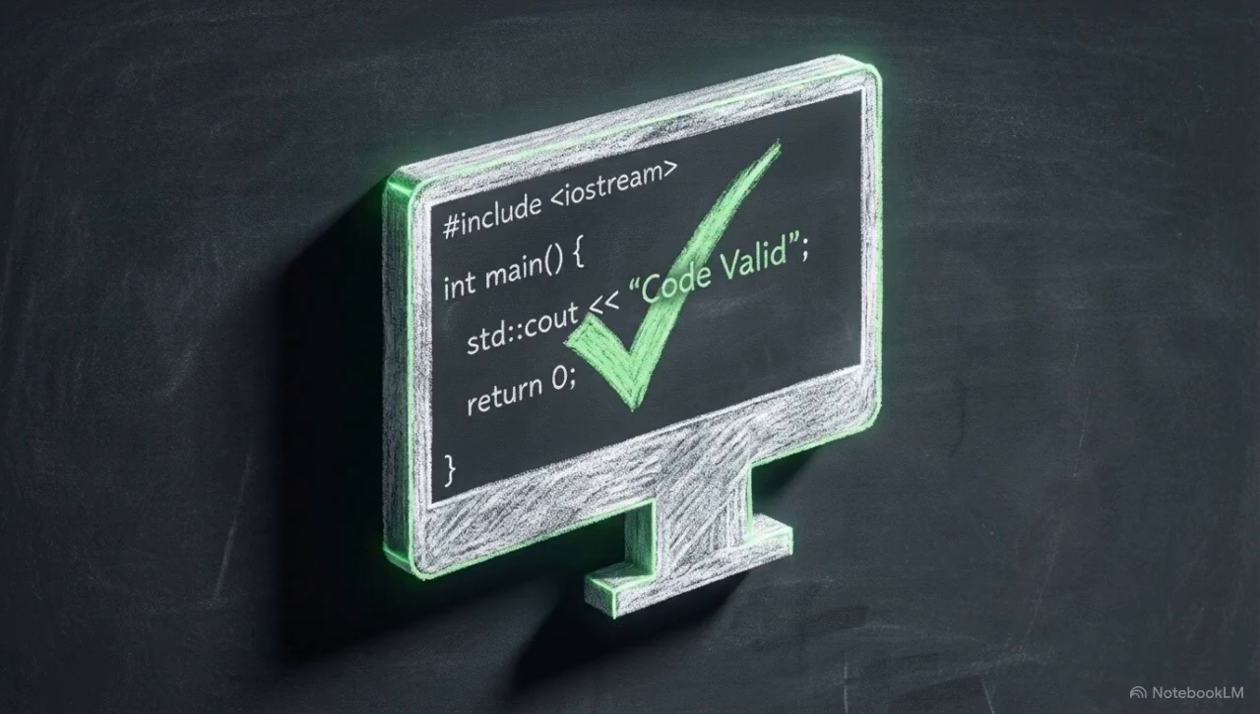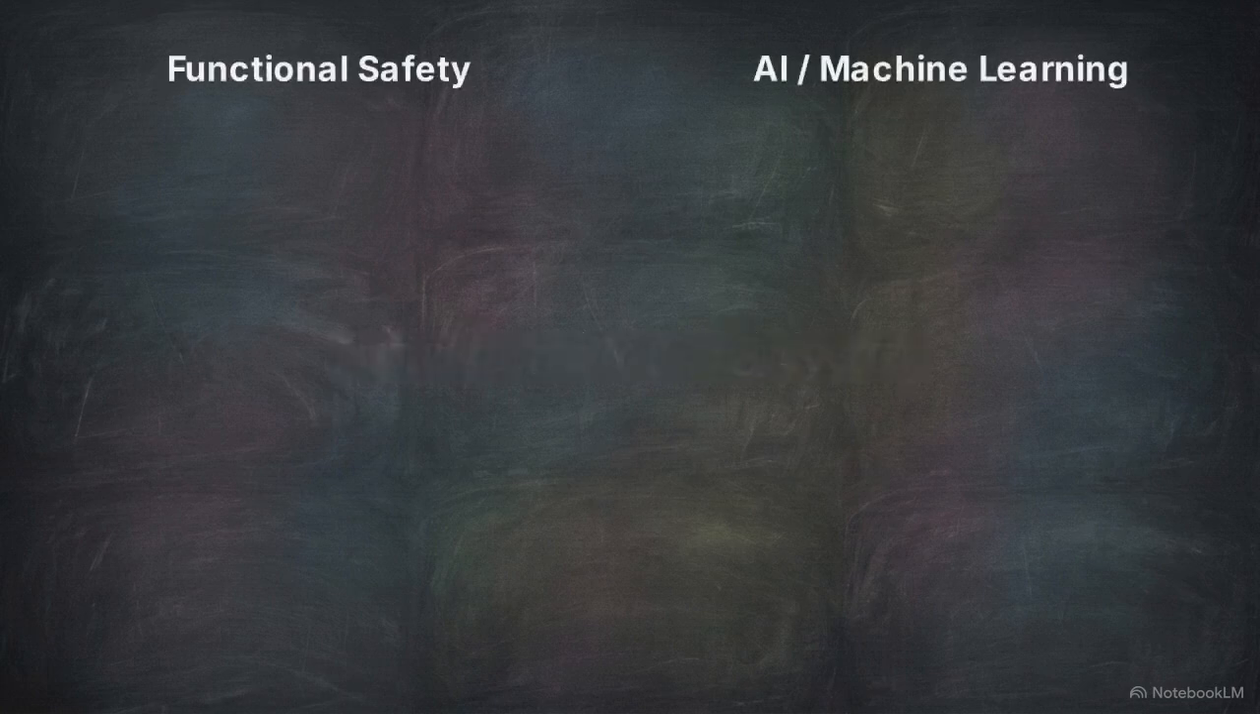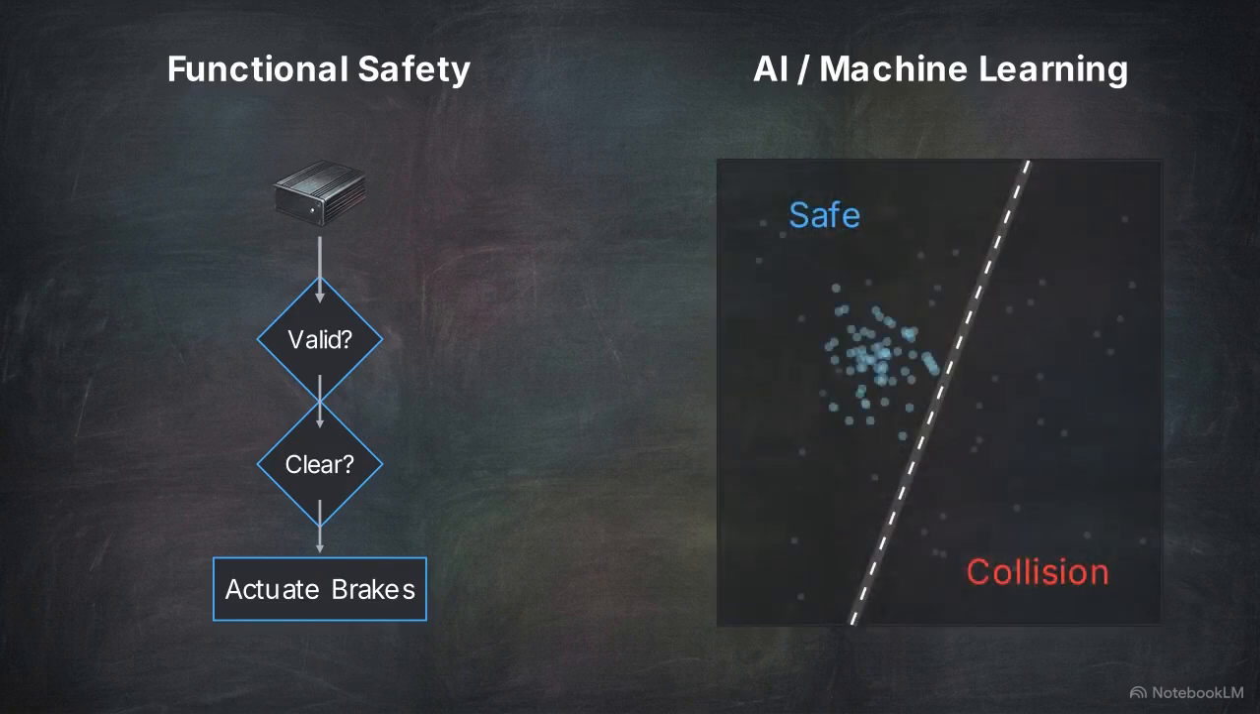Engineers must eliminate deterministic software bugs and hardware faults. If the code is perfect, the system is safe. Neural networks introduce a new critical failure mode called functional insufficiency. An AI model can have mathematically flawless code, yet still cause a crash. This happens because of distribution shifts in the training data or inherent limitations within the algorithm itself.